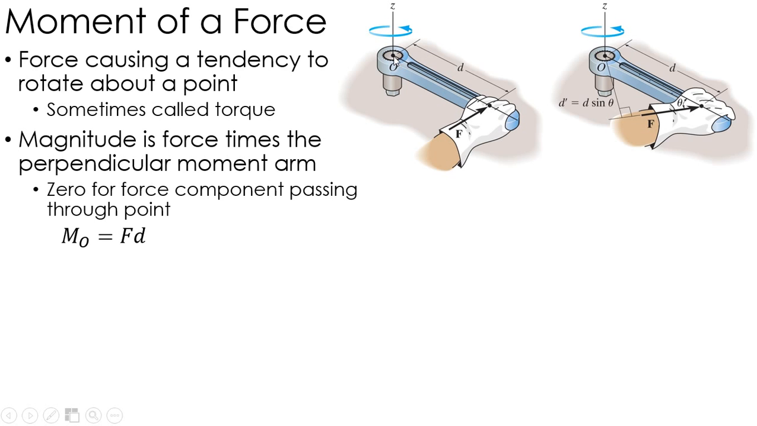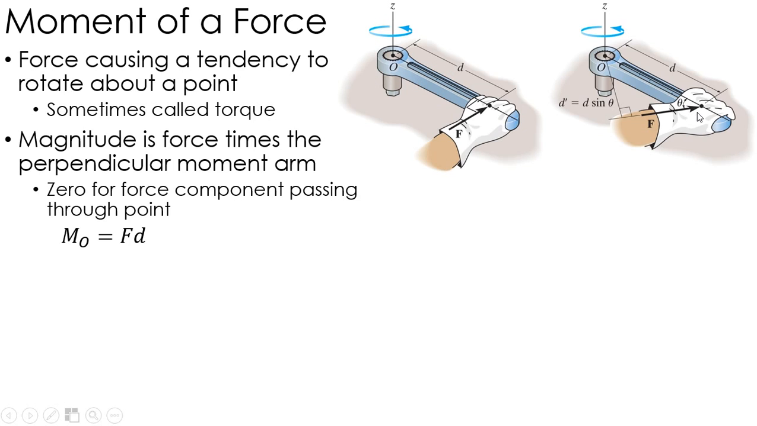Now the magnitude of a moment is that force times the perpendicular distance, a distance that's perpendicular to the force. Take that force times that perpendicular distance, and that creates the magnitude of the moment. So this would be F times d, the moment about Z in this picture that I have here.